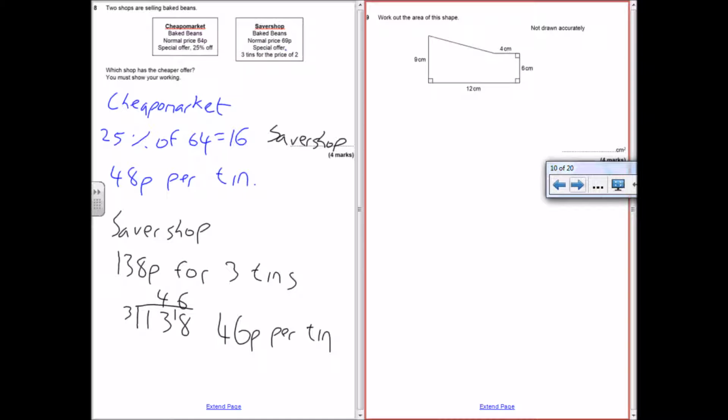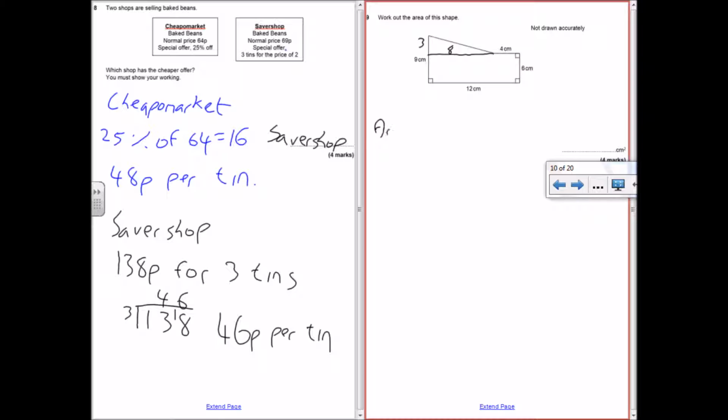Number 9 is an area problem. The easiest way to look at this, I think, is to split it into a rectangle and a triangle. You could also do a rectangle and trapezium. I think a rectangle and a triangle is easiest. So the height of the triangle is 9 subtract 6, which is 3. The base is 12 subtract 4, which is 8.